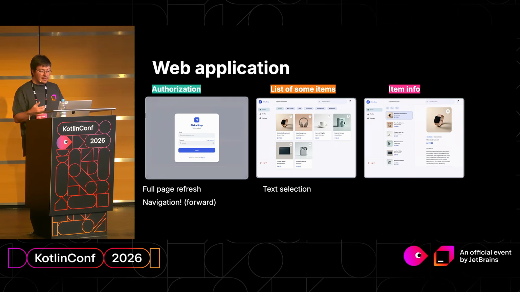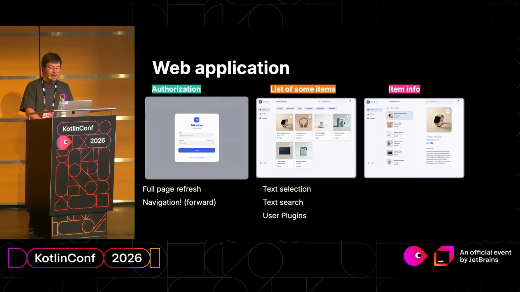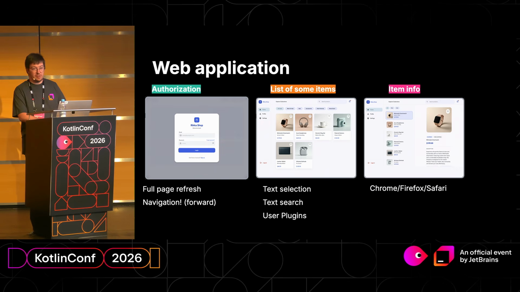For the list item screen, usually users expect text selection, right? Because it's such a typical thing to select text and go to Google it. Or even text search, because the browser provides that feature under the hood. And of course, every browser usually supports user plugins. And more. For example, there is not only one browser, but three different browser engines. We have different operating systems with slightly different browser behavior.